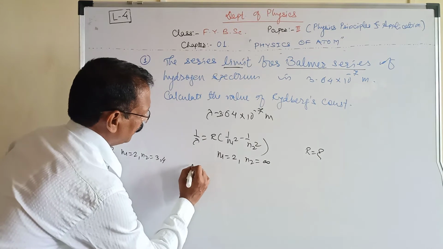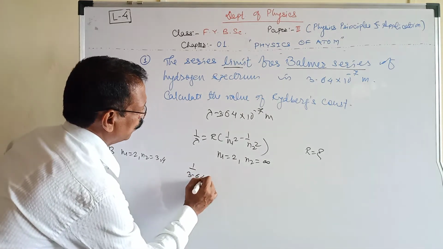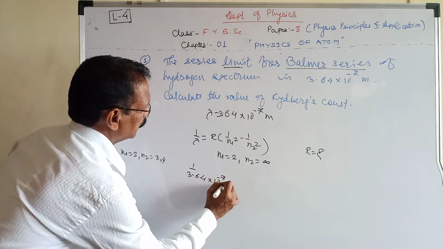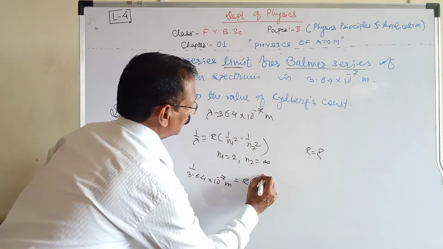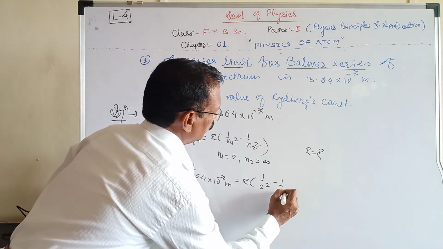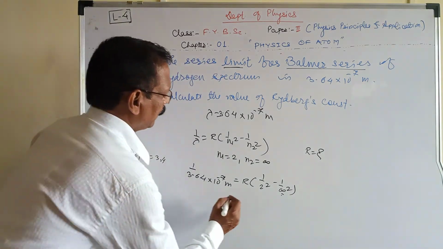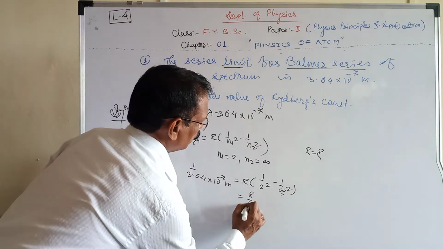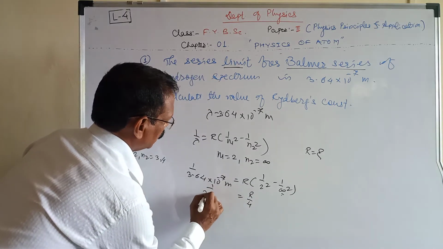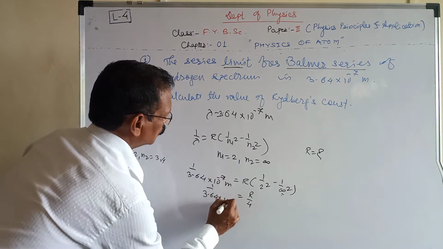So this equation becomes 1 upon 3.64 into 10 raised to minus 7 meter is equal to R into (1 upon 2 square minus 1 upon infinity square). 1 upon infinity square becomes 0, so this becomes R upon 4. So it is 1 upon 3.64 into 10 raised to minus 7 meter.